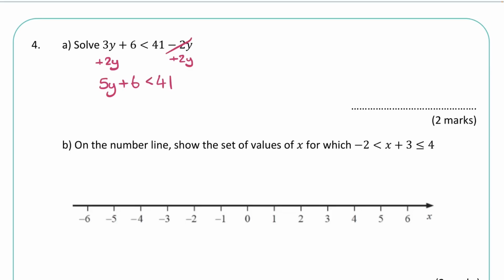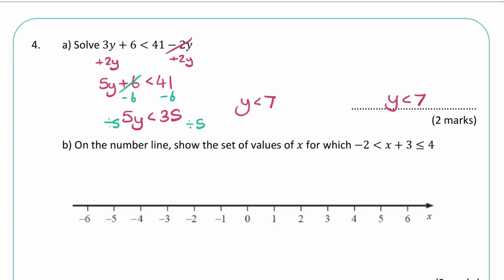We want to isolate the y, so we want it to be y is less than, so we need to get rid of this 6. So if we minus 6 from both sides, that's going to get rid of this plus 6 and get us closer to that. So 5y is less than 35, and then we can finish this off dividing by 5, because we want to know obviously what 1y is equal to, or less than. We get y is less than 7. And there we go, that's our final answer, y is less than 7.